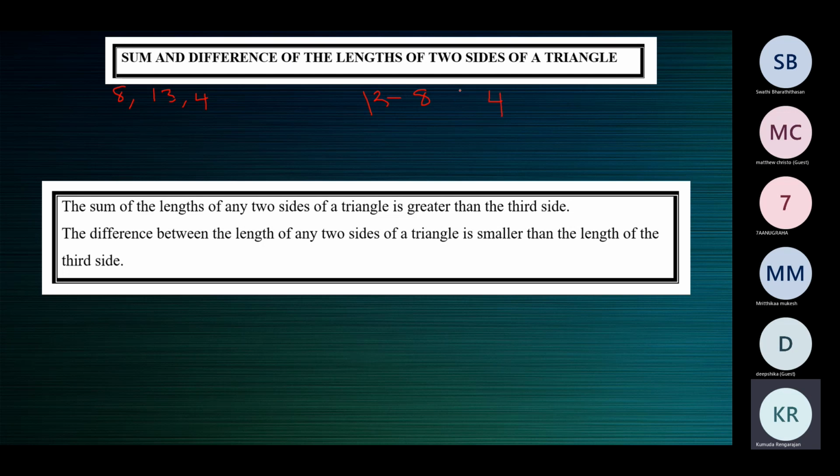Now you should fill the sign, less than or greater than, here. So 13 minus 8 is 5. 5 is greater than 4.